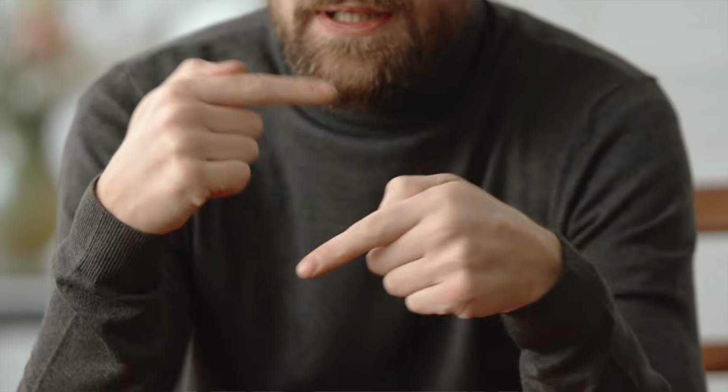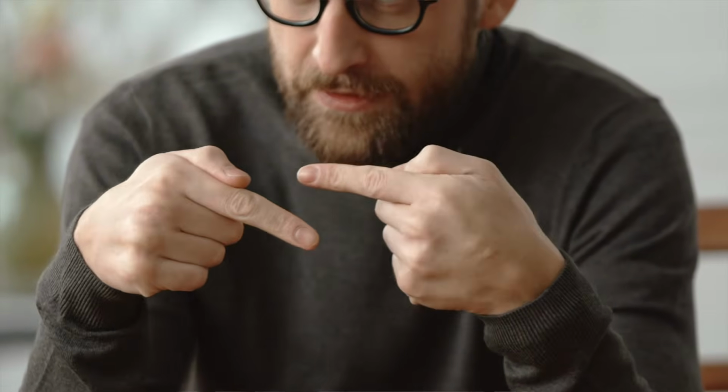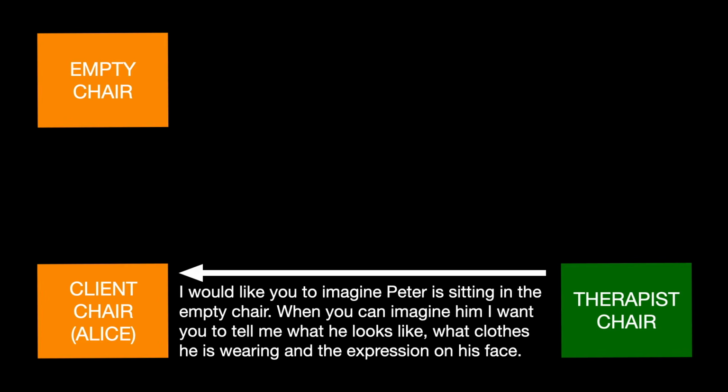The psychological therapist starts by introducing the empty chair technique and asking Alice if she would like to give it a go. She agrees, and the therapist then adjusts their chair placement so he is sitting to the side of Alice and an empty chair faces her. The therapist asks, "I would like you to imagine Peter is sitting in the empty chair. When you can imagine him, I want you to tell me what he looks like, what clothes he is wearing, and the expression on his face." Alice then takes a few moments to imagine and describe Peter.